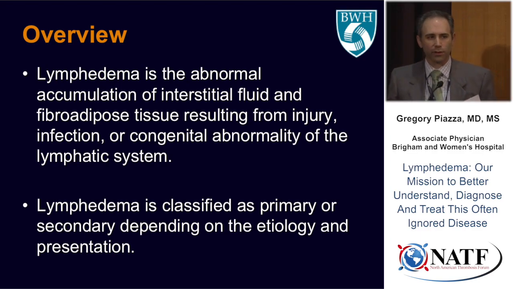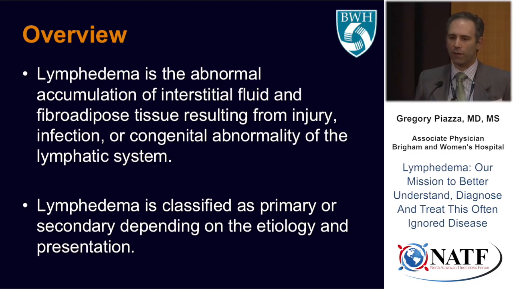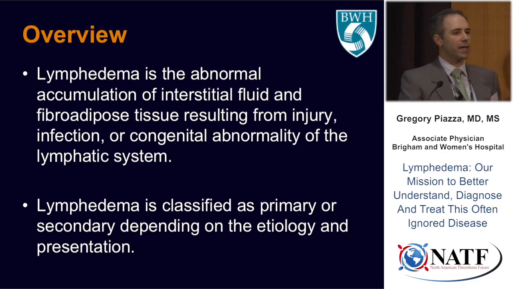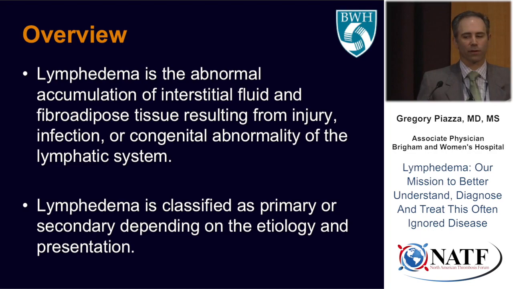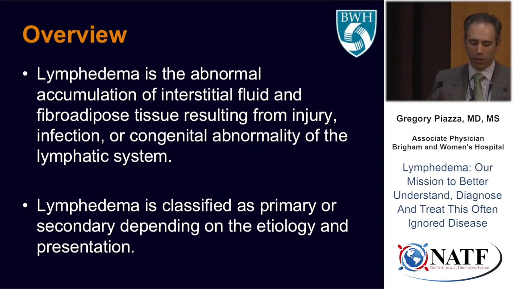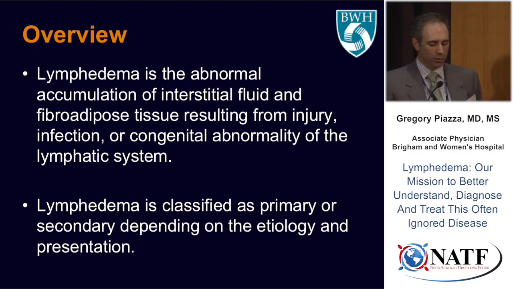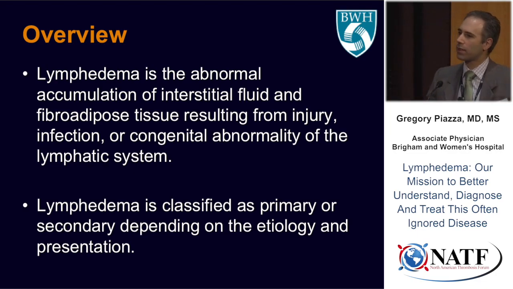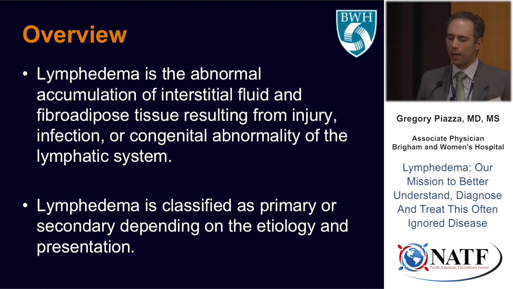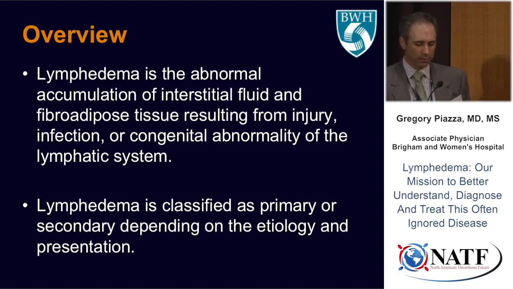I had mentioned earlier that there are 3 types of blood vessels in the body. Arteries bring blood and fluid to the extremities. Veins take it back, but veins cannot take back all of the volume of fluid that's delivered to the extremities, and for that excess, that's why we have lymphatic vessels. Lymphatic vessels help to bring this interstitial fluid back to our hearts. Lymphedema is classified as primary or secondary depending on the cause and the presentation of the patient.